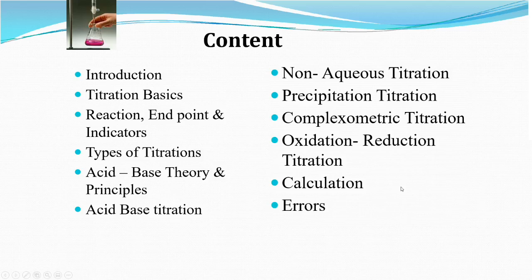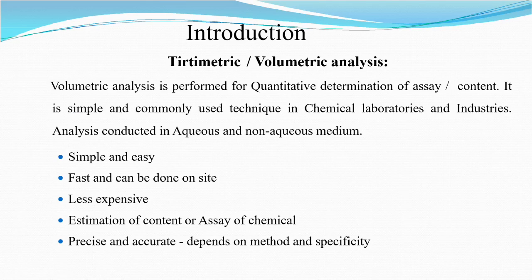And friends, titrimetric or volumetric analysis is very important in chemical laboratories and industries. It is very simple, easy and fast, and can be done on site. It is also very inexpensive. Estimation of content or assay of a chemical is also very easy. It is precise and accurate, depending upon the method and specificity.